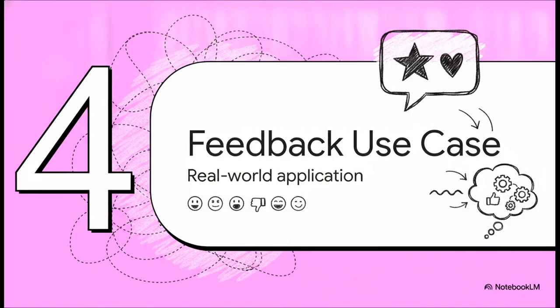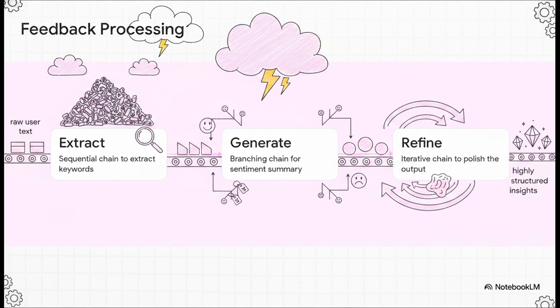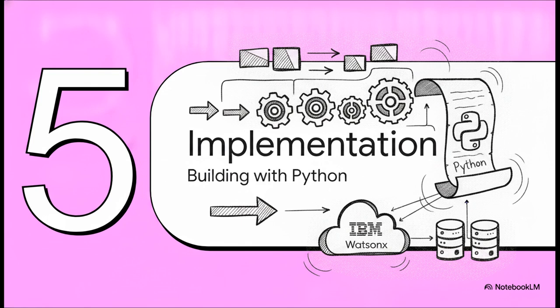Okay, section 4, use case, customer feedback. Let's ground all this theory in a practical, real-world application. Imagine for a second we need to process a mountain of natural language customer feedback. Using our factory assembly line analogy, here is a 3-step workflow we could build. Station 1 uses sequential chaining to extract significant keywords from the raw user text. Then, Station 2 takes those exact keywords and uses branching chaining to generate a sentiment summary. Finally, Station 3 uses iterative chaining to refine that summary, ensuring it's completely polished and precise. So raw materials go in, and highly refined, structured insights come out the other side. Let's move to section 5, step-by-step implementation.